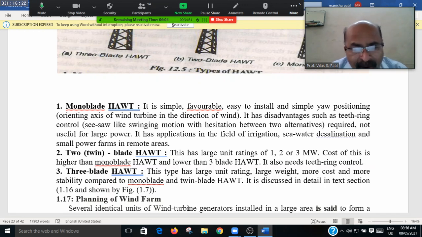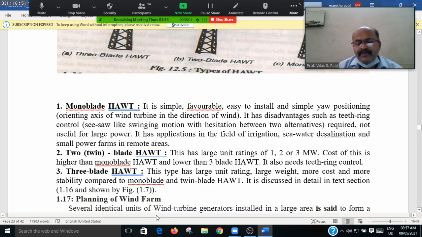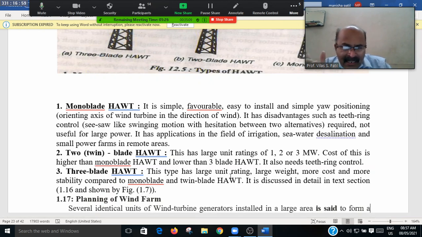Orientation of the axis of the wind turbine in the direction of the wind. It has a disadvantage such as teetering control, that is the seesaw-like swing motion, which is inherent between the two alternatives, and it requires no useful large power. It has applications in the field of irrigation, water desalination, and small remote power. It has yaw teetering.